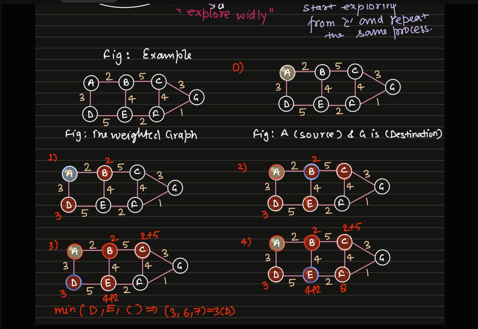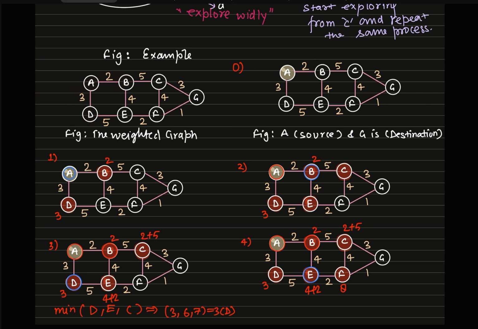Suppose we have a graph. The graph has A, B, C, D, E, F, G. These are the routers, and these routers are connected by links. You can see here that each link has a label. These are the weights, which represent the bandwidth, delay, and the cost to be transferred from A to B, and from A to D it will take a cost of 3.